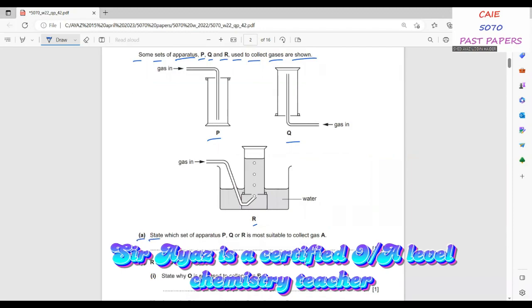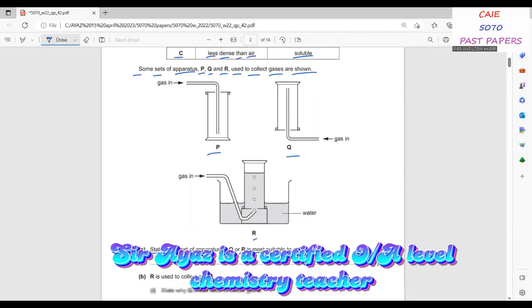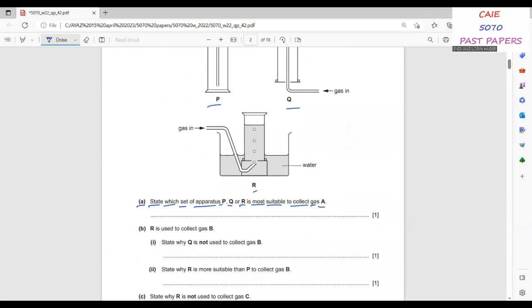A. State which set of apparatus P, Q, or R is most suitable to collect gas A. P is more suitable to collect gas A because it is heavier or denser than air and also soluble in water. So I will write P here. B, R is used to collect gas B.